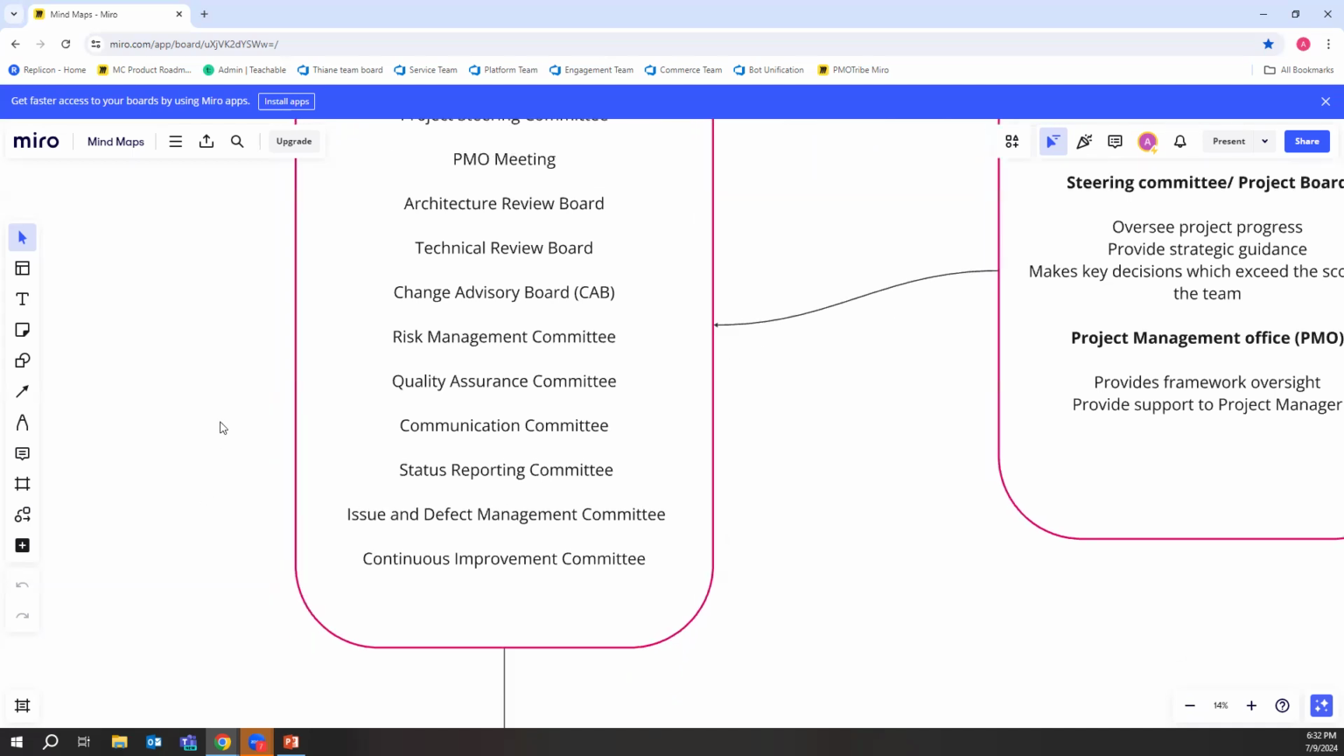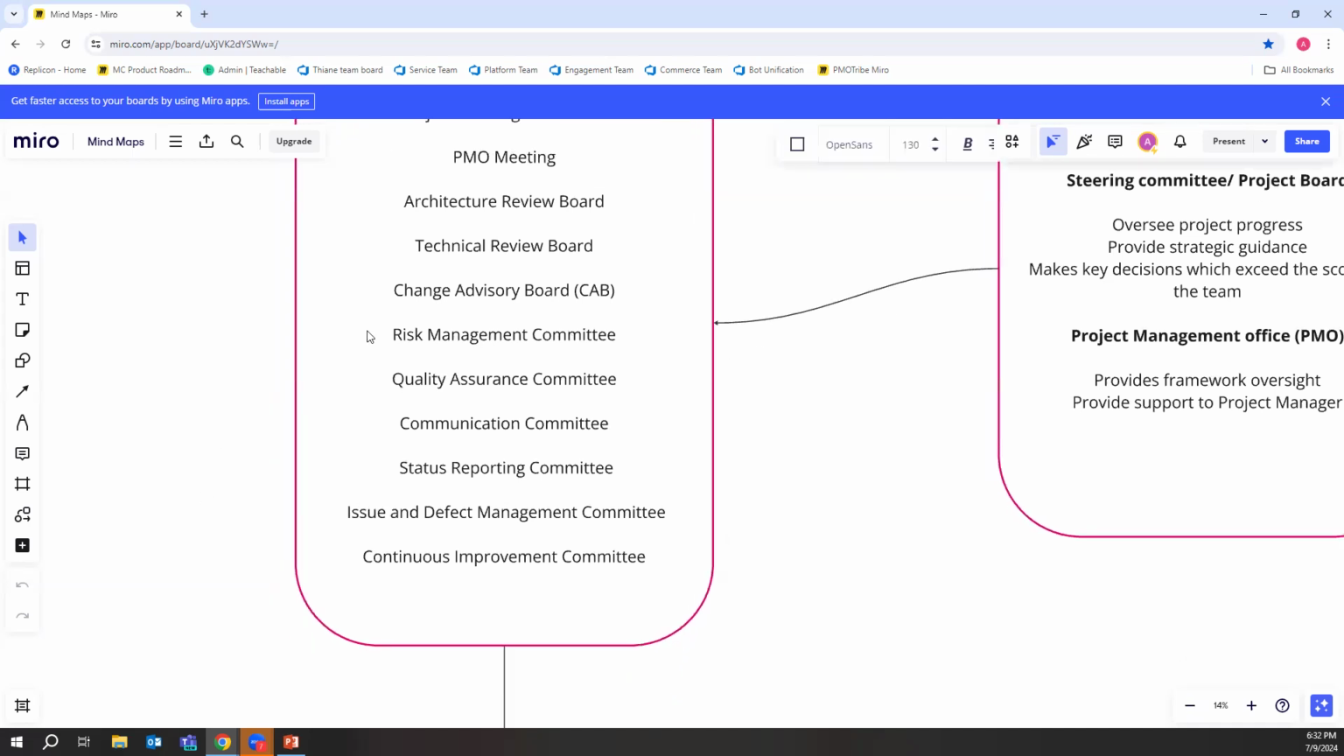Right. Risk management committee. This is obviously a very important one because risk is a lot of what we do. Quality assurance committee. There's not many of these around in many organizations. Communication committee, also not. Status reporting, that you can do as part of this session or update. Issue and defect management committee. We generally don't have committees for these, but we need to manage them. We need to have people that we call on when we have defects and issues, and sometimes it's even the steering committee that helps us with that.